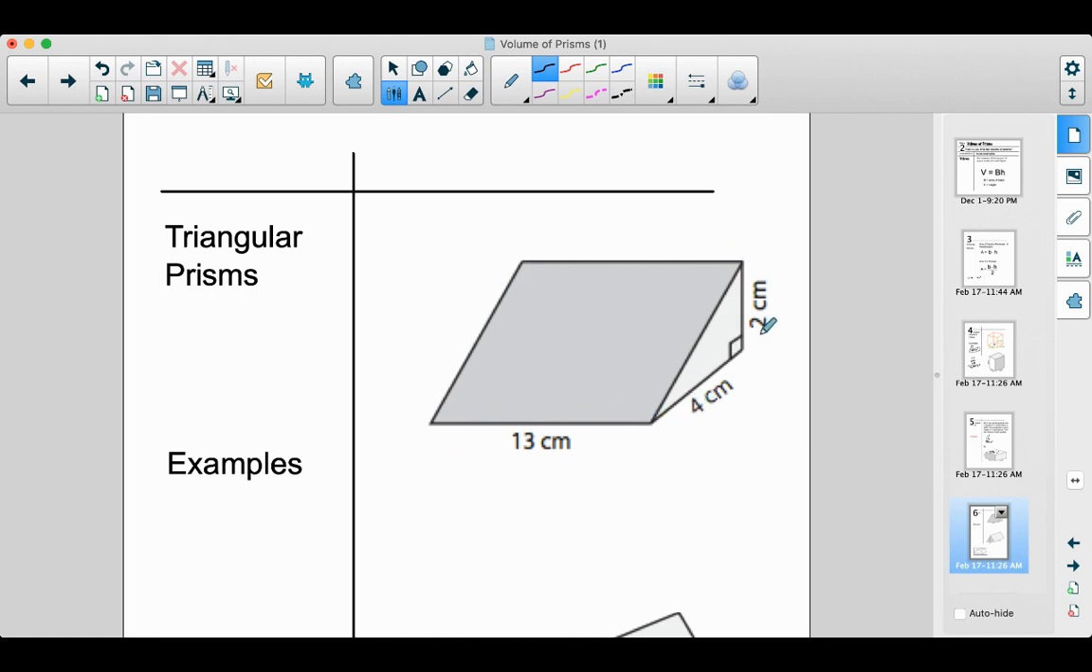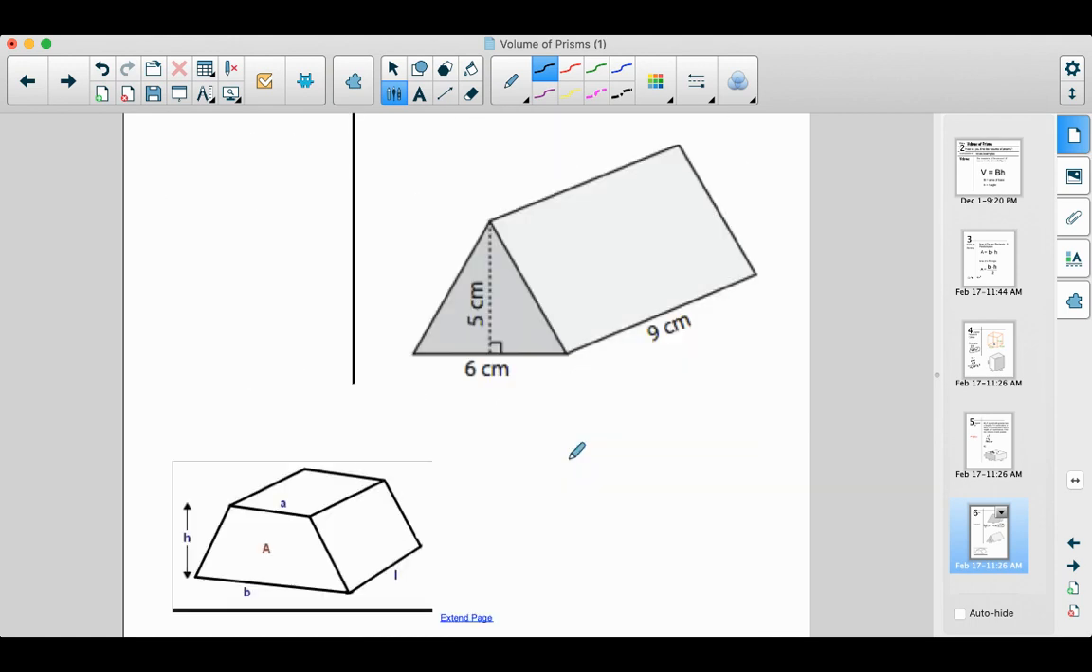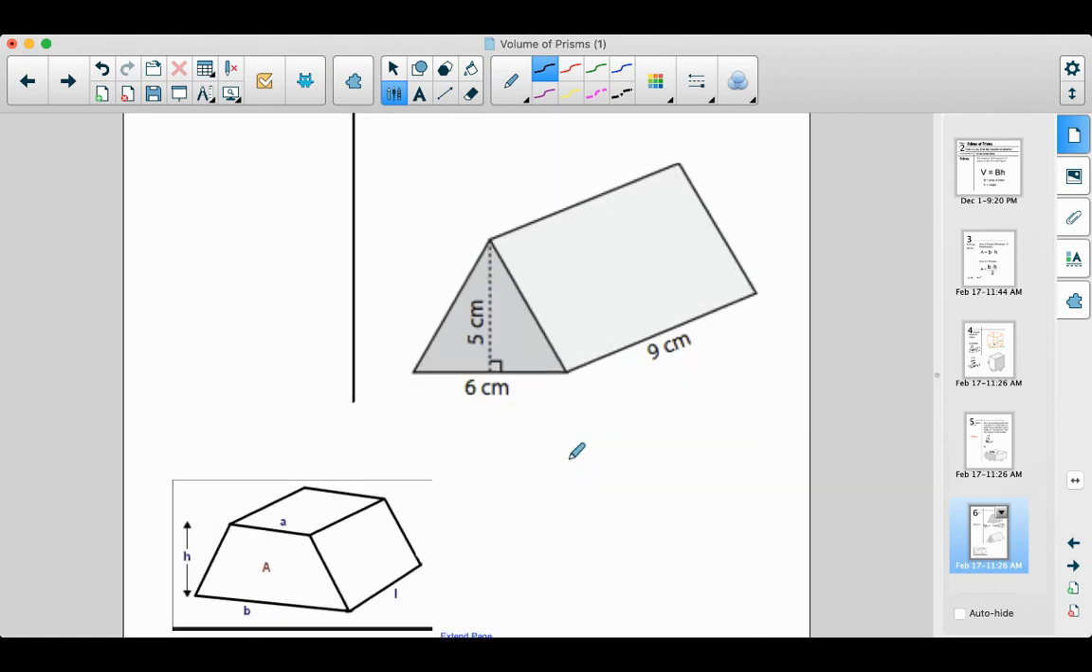So if I want to find the area of the base, I got to remember how to find the area of a triangle. That's 4 times 2 divided by 2. Base times height divided by 2, which gives me 4. So this is 4 square inches, or centimeters, 4 centimeters squared. Then I just multiply that by the height. So 4 times 13 gives me 56 centimeters cubed. Now that I'm in volume, it's in centimeters cubed.